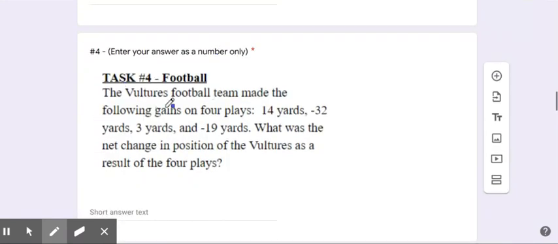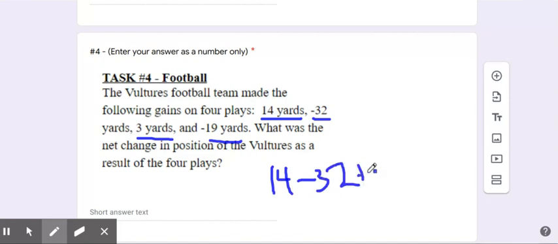Number 4, task number 4 is about football. Football team made the following gains on 4 plays. They gained 14 yards. I know they went forward 14 yards because this is a positive number. Then they went backward 32 yards. I know they went backward because of the negative sign. Then they went forward 3 and then backward 19. And the question is, what was the net change in position of the Vultures as a result of the 4 plays? Well, I need to add all of these yardages up. So they went forward 14, back 32, then they gained 3, then they lost 19.